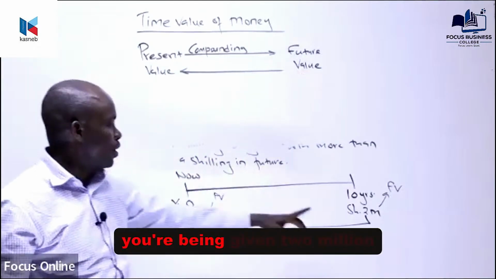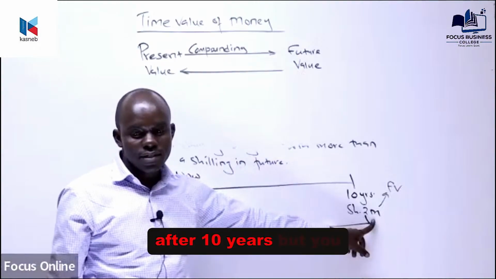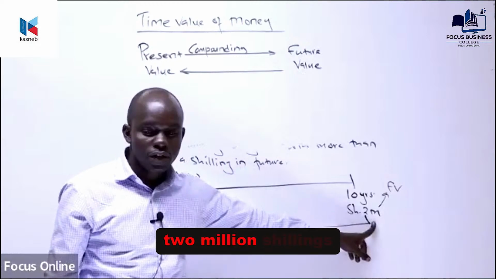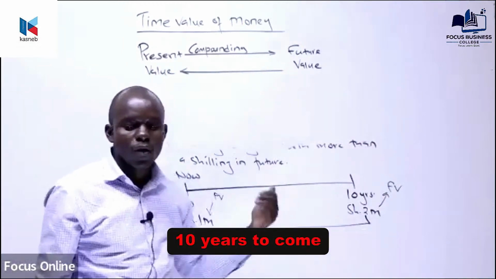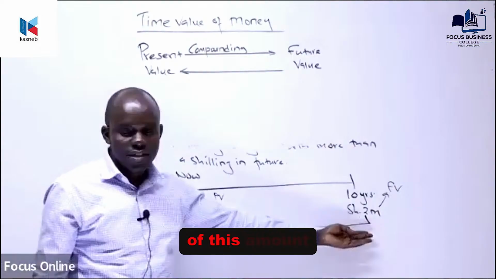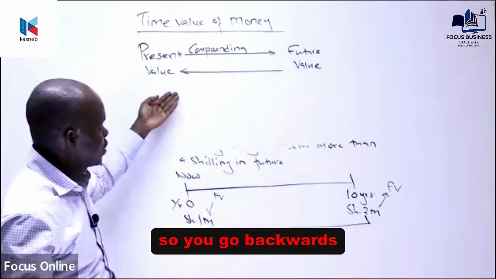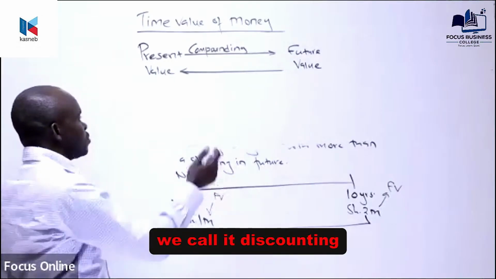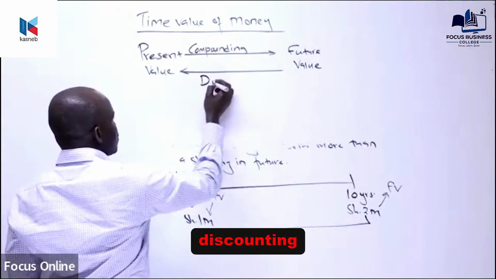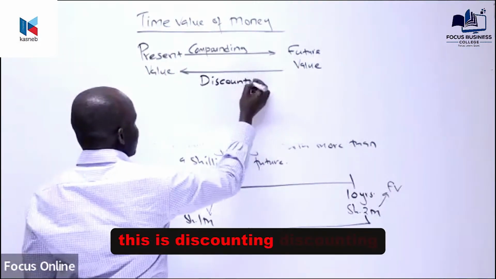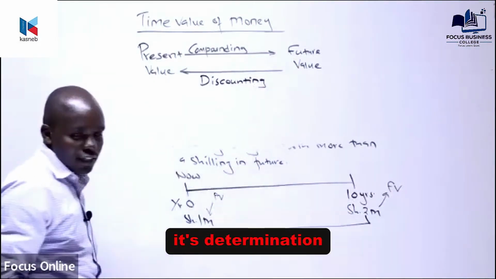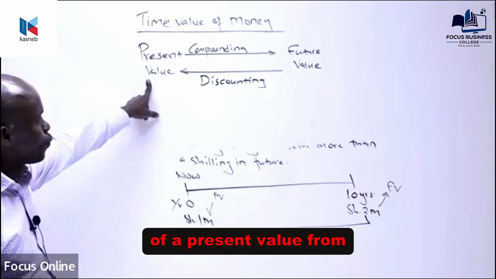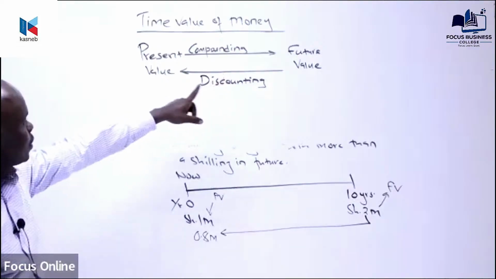The other one, we are moving from future value to present value. Like in this case, you're being given 2 million shillings after 10 years. But we want to know what is the worth of 2 million shillings 10 years to come? What is the present value of this amount? So you go backwards. Working from future value to present value, we call it discounting. Discounting is the determination of a present value from a future value.